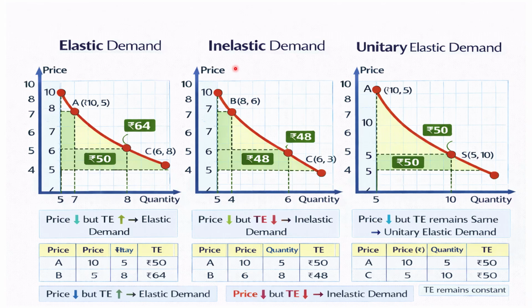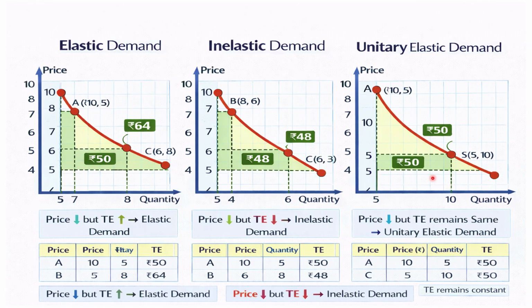When we talk about inelastic demand, again the price decreases and the quantity increases, but total expenditure will decrease. This is the inelastic demand. So the third one is unitary elastic demand, in which we have seen that the price decreases and quantity increases, but the total expenditure remains constant at 50.